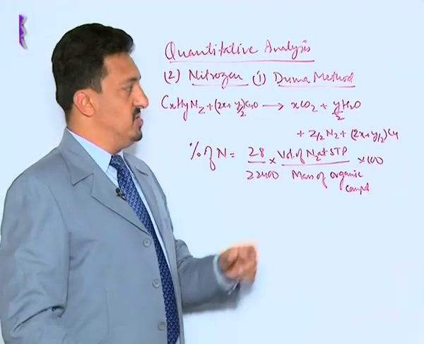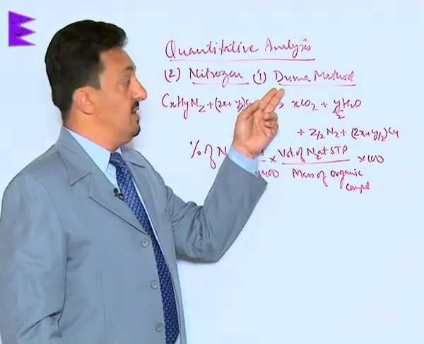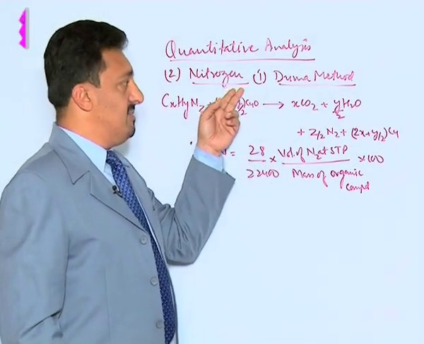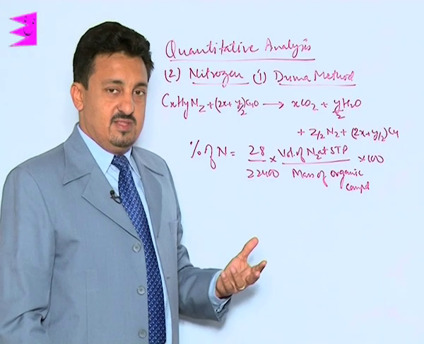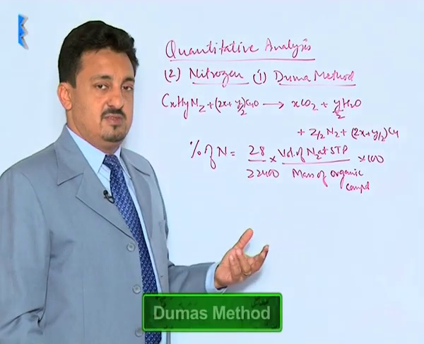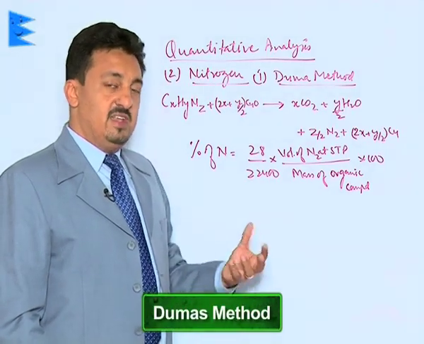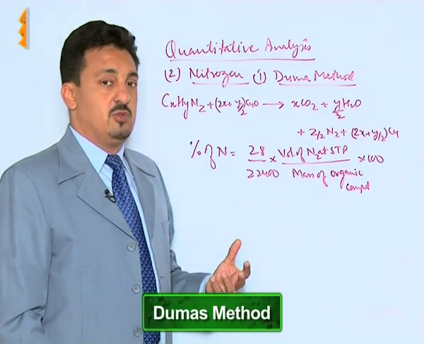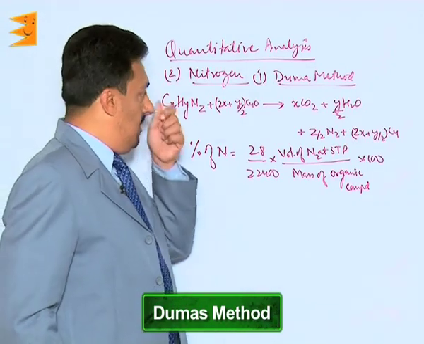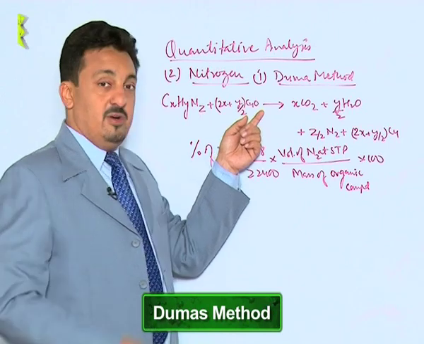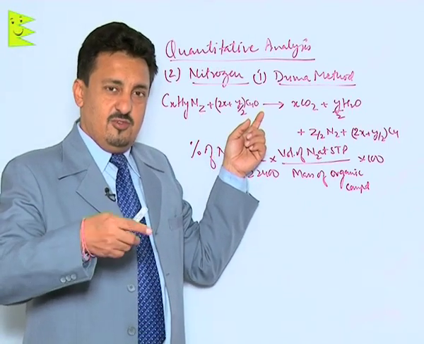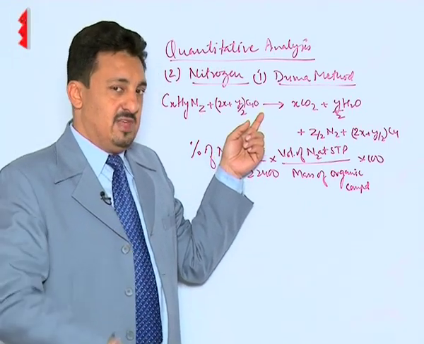Now let us do the estimation of nitrogen. The estimation of nitrogen is done by mainly two methods. The first one is called Dumas method. In this, we heat the organic compound in presence of cupric oxide. A small amount of copper is always there because whatever small amount of nitrogen oxides are formed, they are reduced back to nitrogen.